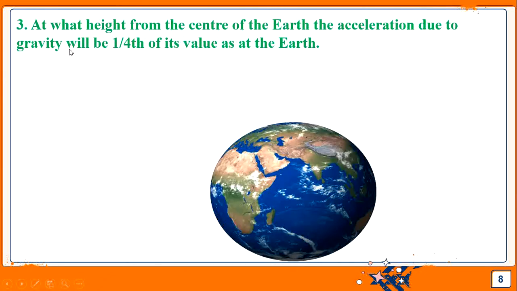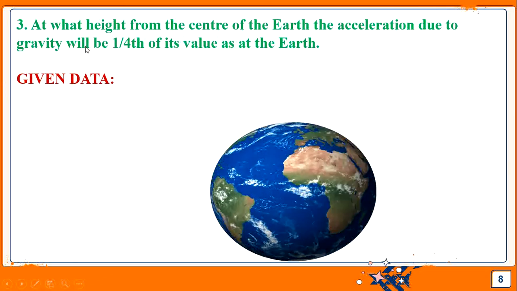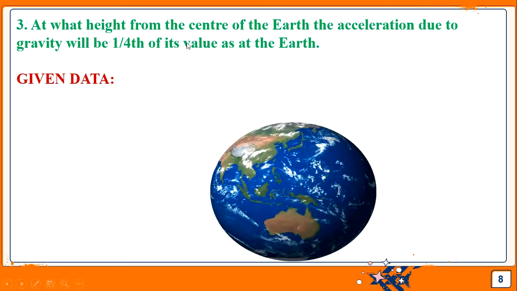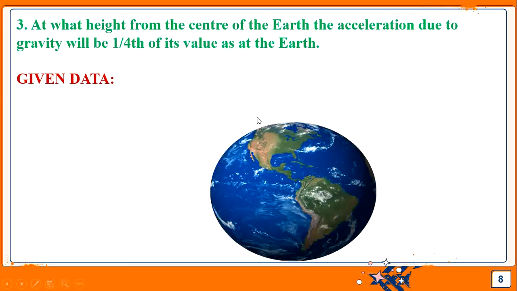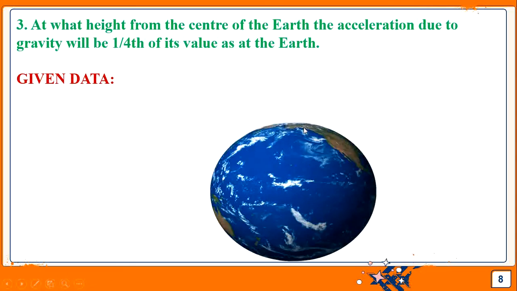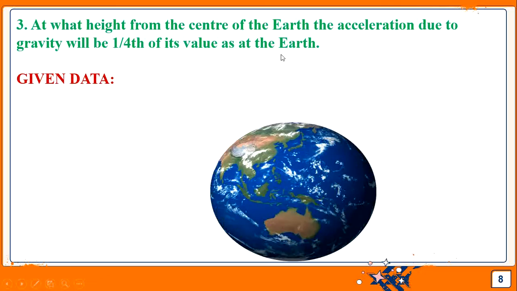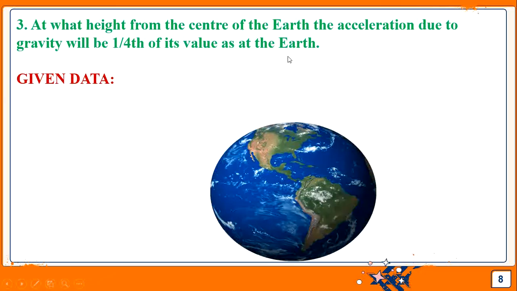Question number 3. At what height from the center of the earth will the acceleration due to gravity be 1 by 4th of its value at the earth? That is, we have to find out the height from the center of the earth. The acceleration value is given as 1 by 4 of the original value at the earth.